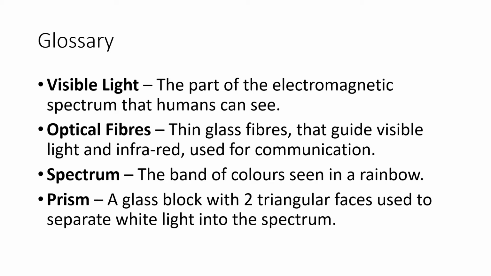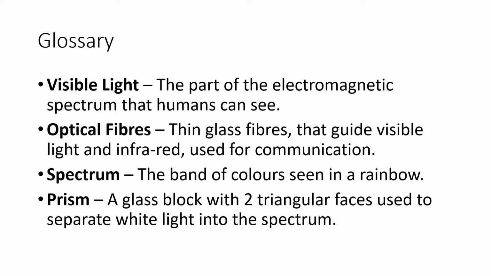So here are our key terms that we're using today. You can write these down if you didn't recognize any of them, but they are not essential. So visible light is the part of the electromagnetic spectrum that humans can see. Optical fibers, or fiber optics, are thin glass fibers that guide visible light and infrared. They are used for communication.